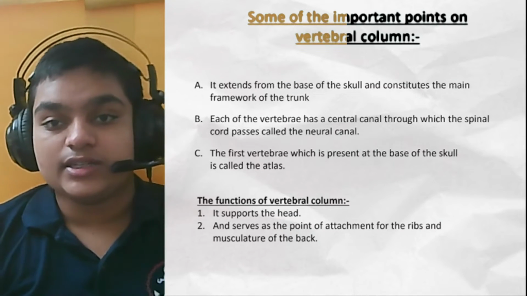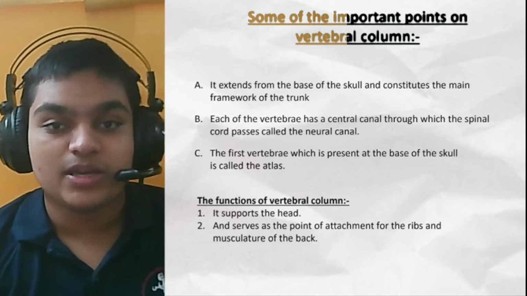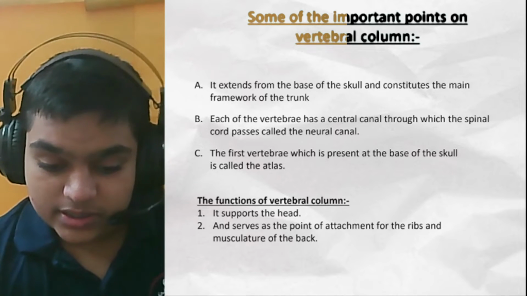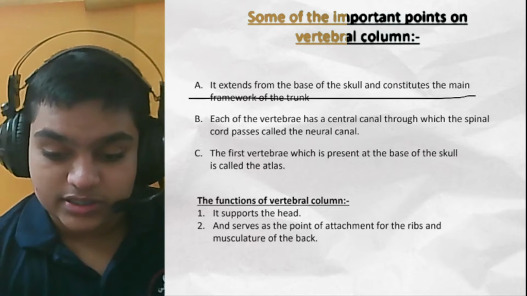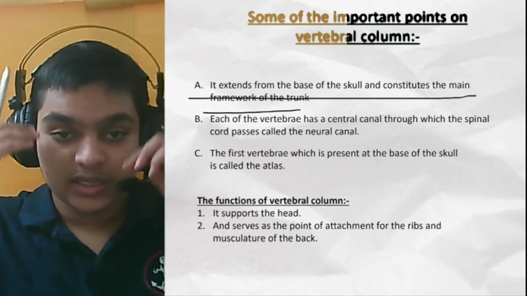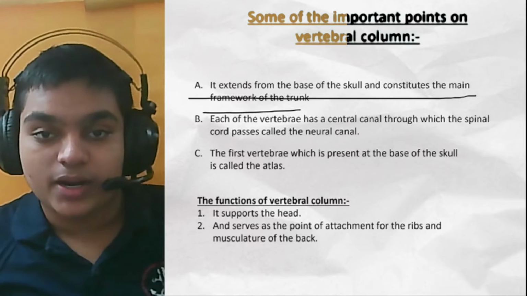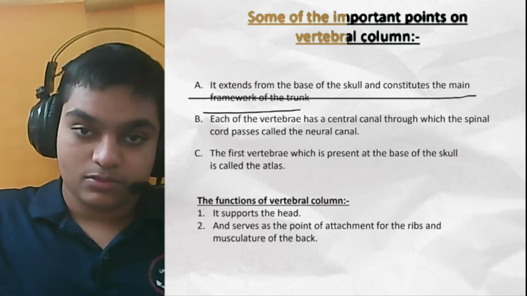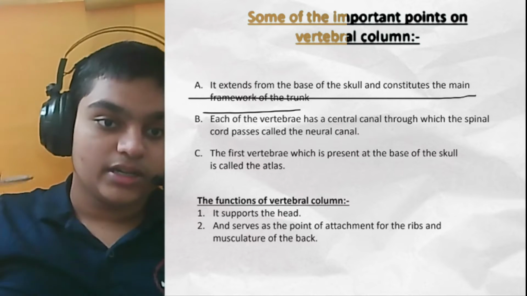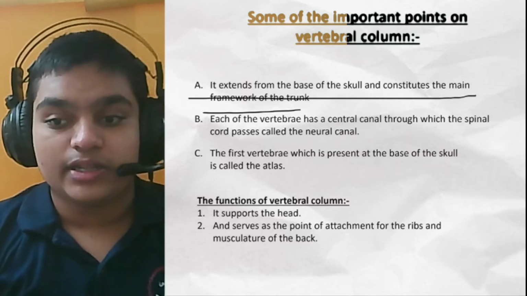Now let's see some of the important points on vertebral column. The vertebral column extends from the base of the skull and constitutes the main framework of the trunk. Trunk is your body part, and the skull is your head part. This vertebral column extends from the base of the skull down to the caudal vertebrae, the last type of vertebrae.